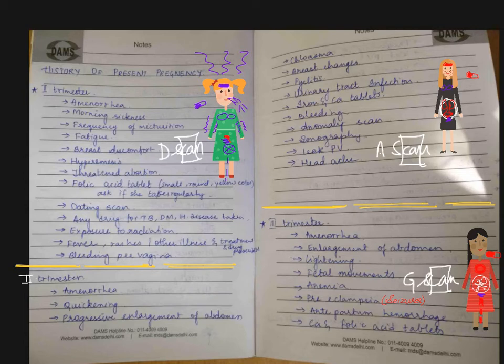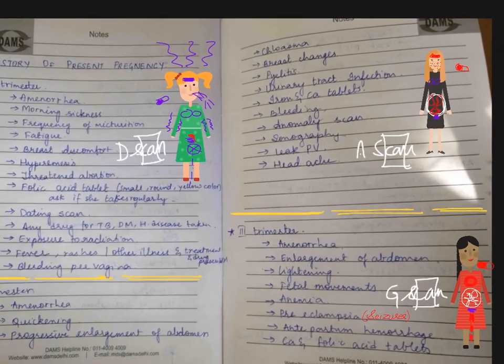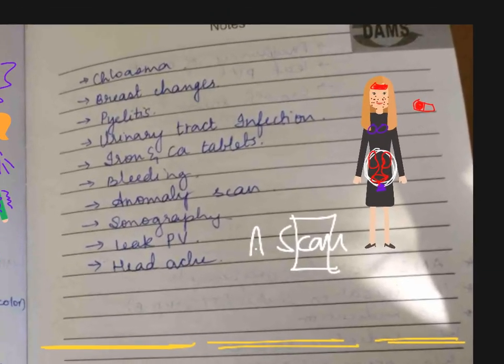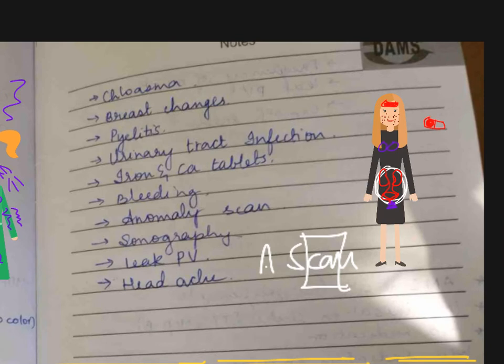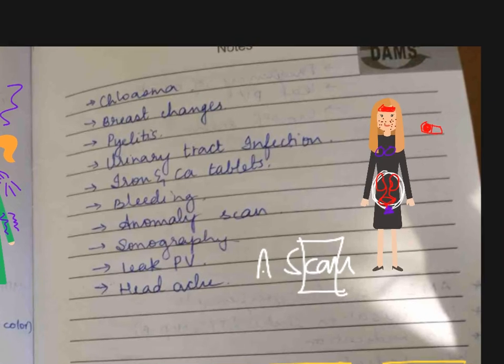Coming to the second trimester, you need to question about the amenorrhea, and also about the progressive development, or enlargement, of the abdomen. You need to ask about the cloasma. Cloasma is brown colored patches on the face. Then you need to ask about breast changes, and pyelitis and urinary tract infections need to be asked.